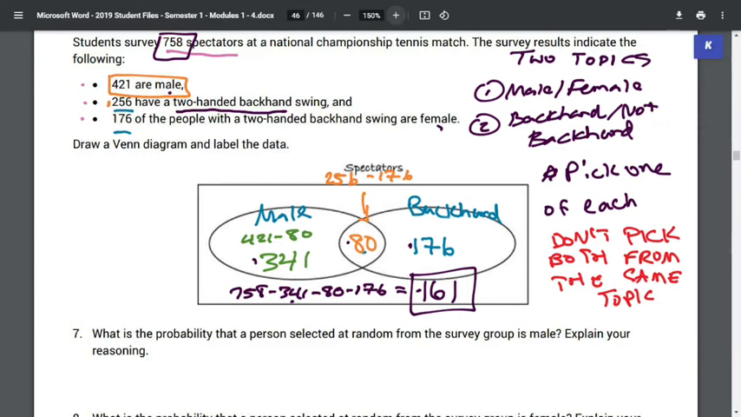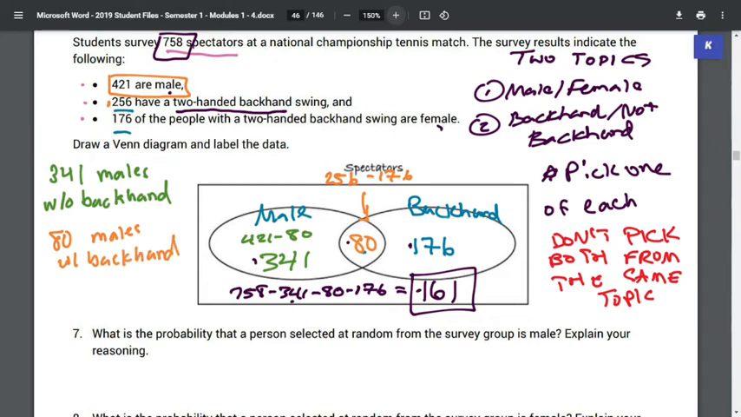Before I go into the questions, one other thing that I like to do with these problems is write out exactly what these numbers mean. So I'm going to do that here on the side. So we'll start with our male. So I have 341 males without a backhanded swing. So that's what that number represents right there. I should see that I have 80 in the middle. So that 80 represents males with a backhanded swing.